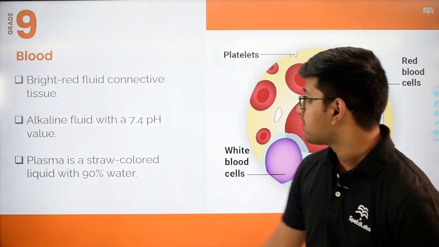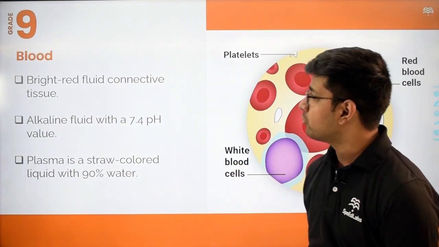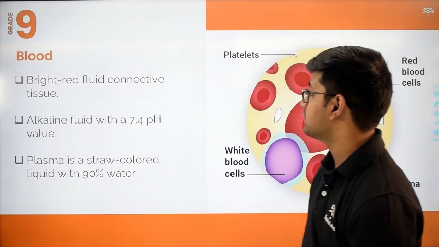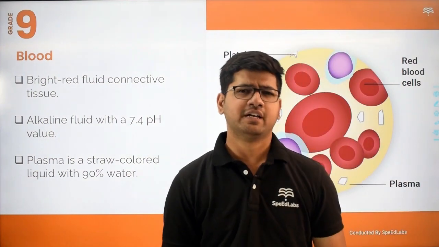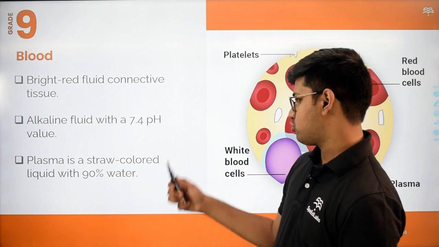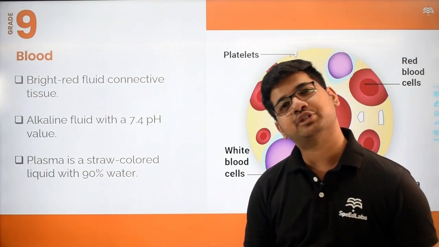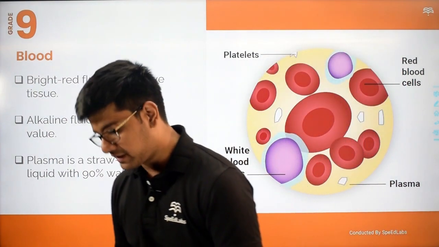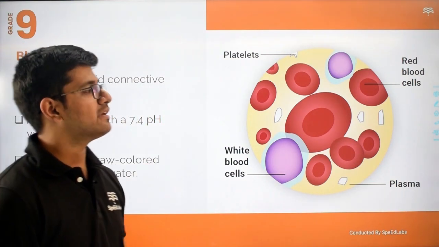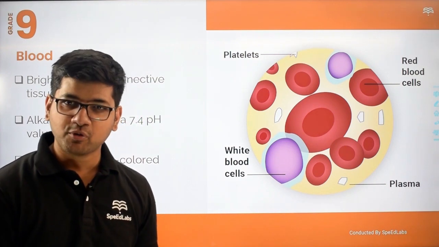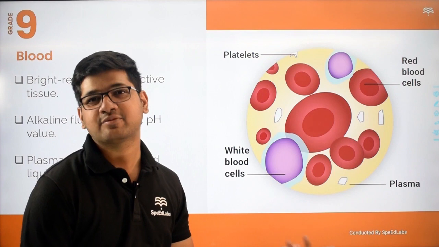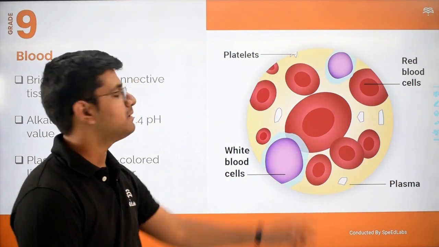Now we have blood. Blood is a bright red fluid connective tissue, and it is alkaline or basic in nature with a pH of 7.4, slightly basic, not neutral. And plasma is a straw colored, yellowish liquid with 90% composition based upon water. Okay, this is one section where we can see different components of blood, mainly RBCs, WBCs, red blood cells, white blood cells, plasma, and platelets.